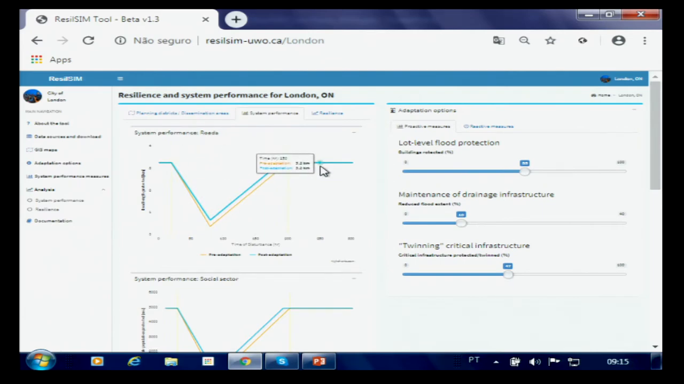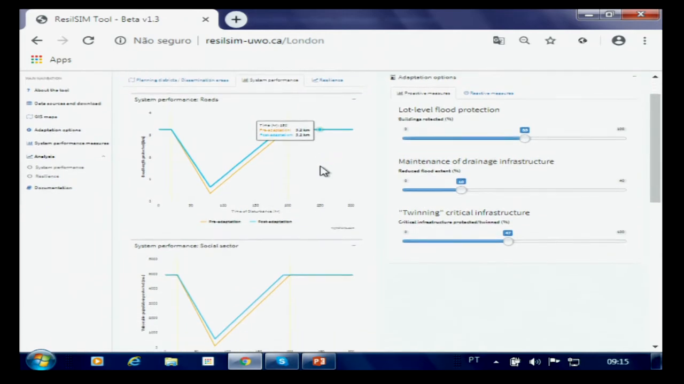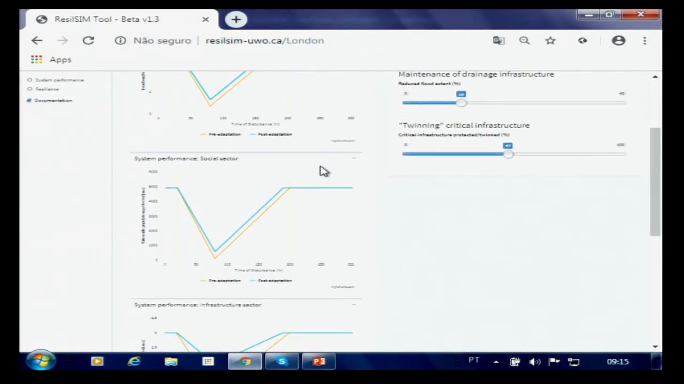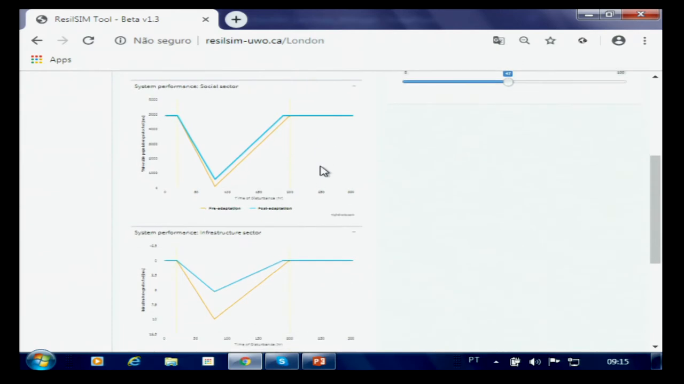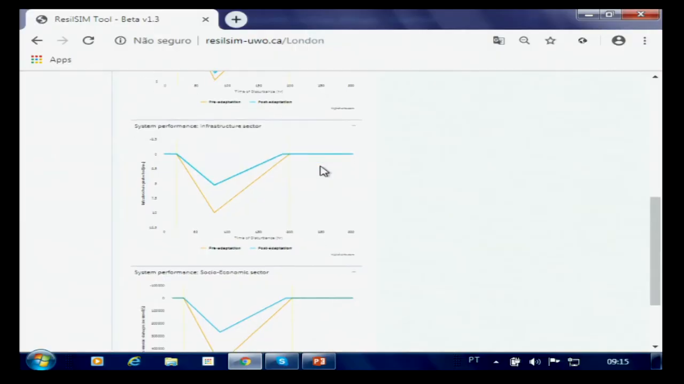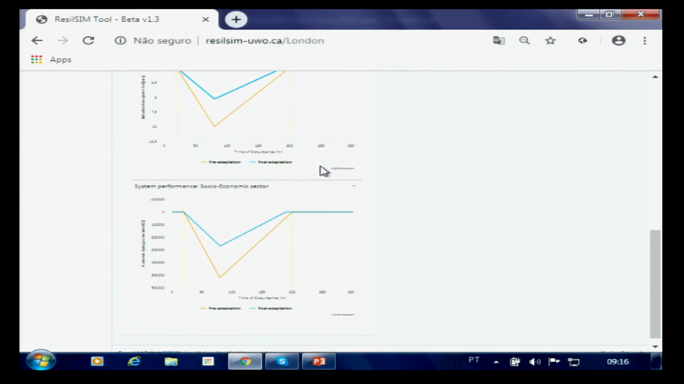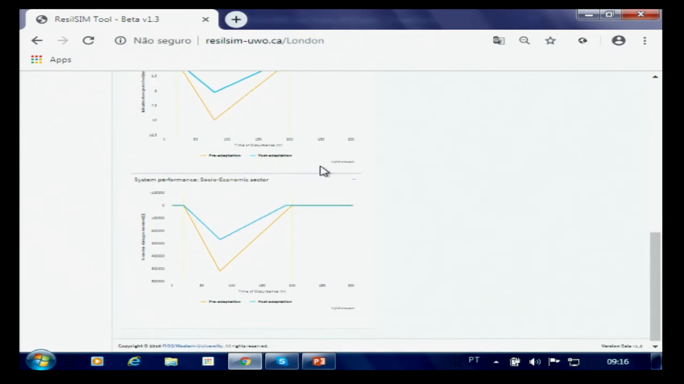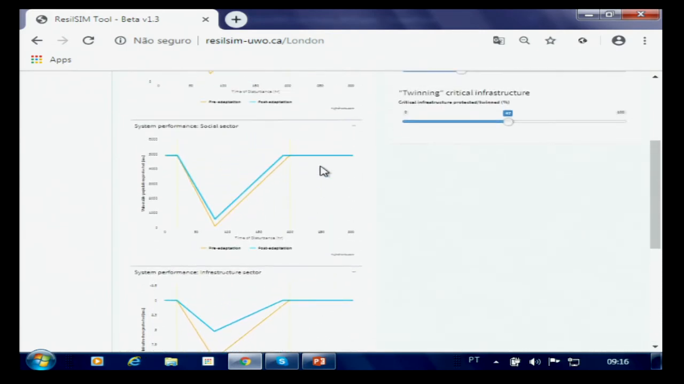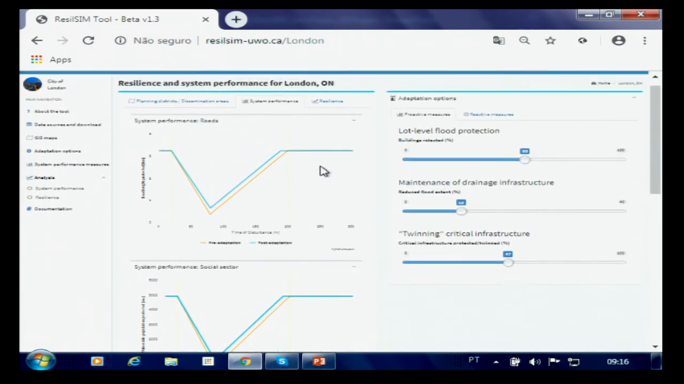This is system performance for roads. Then we have social information, the number of people affected. There is economic damage, all of what I was reading, presented in the form of graphs: the number of infrastructure elements, the total damage. They are all presented, so you can download this information.